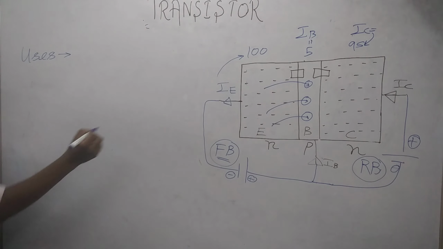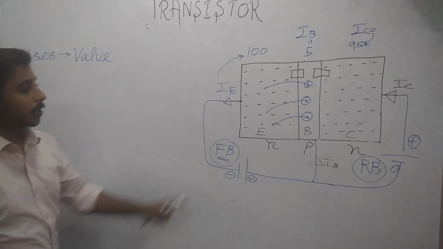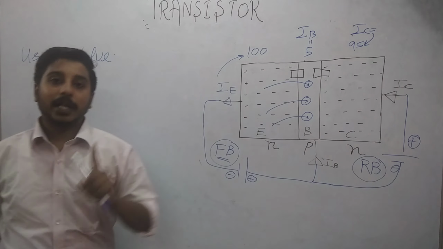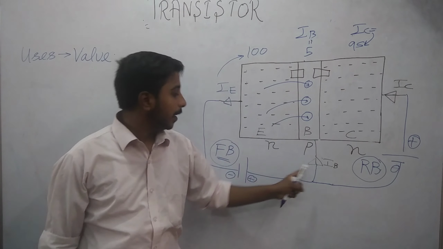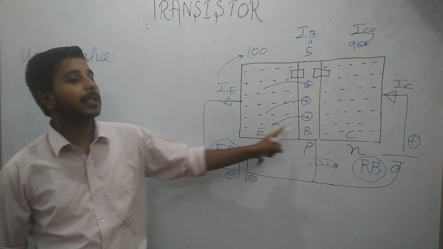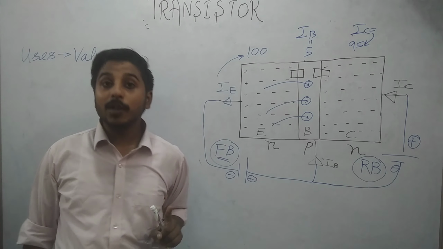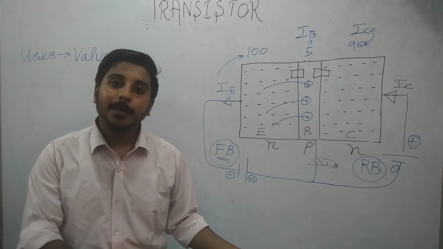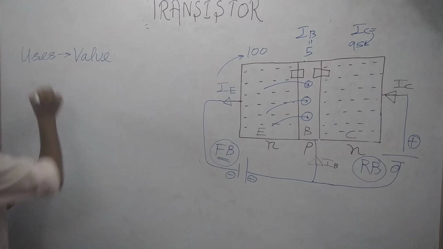First one is that it acts as a valve. Why does it act as a valve? Because if we connect the potentials in this fashion, that is N and P in forward bias of emitter and base, while base and collector in reverse bias, only then current will flow, while in opposite polarity the current will not flow. So it acts as a valve.